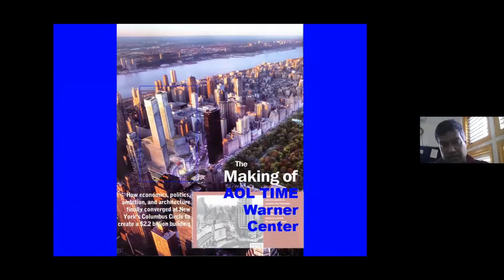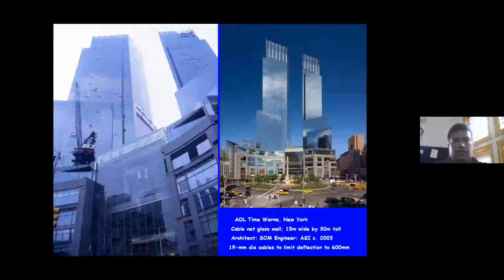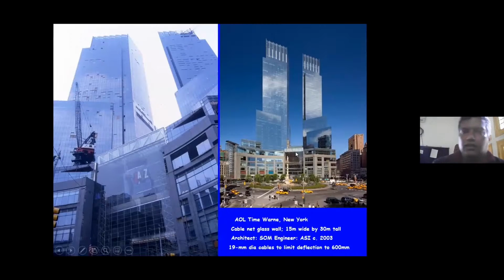This is one of the cable net structures which I was involved in when I was working for this company, ASI, in the US. This is the AOL headquarters. The AOL headquarters is actually the tallest. In fact, today, after the collapse of the World Trade Center in 2001, this is the tallest twin tower structure in New York, and of course in the United States. Our scope of work was to design and build this cable net wall, which is approximately 15 meters wide and 30 meters tall.